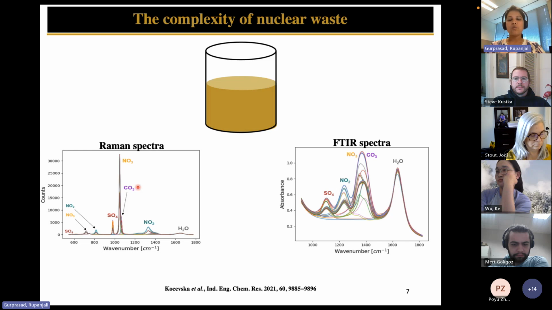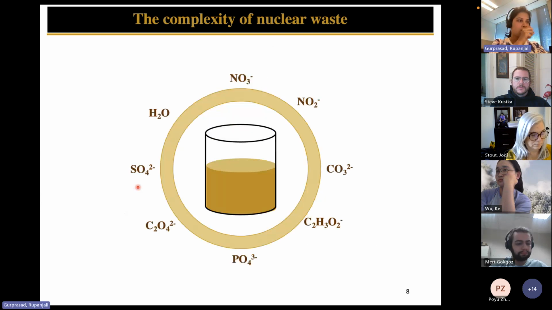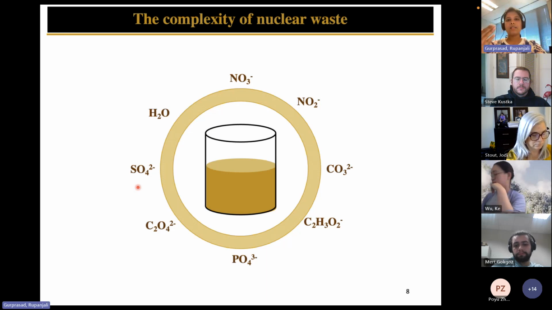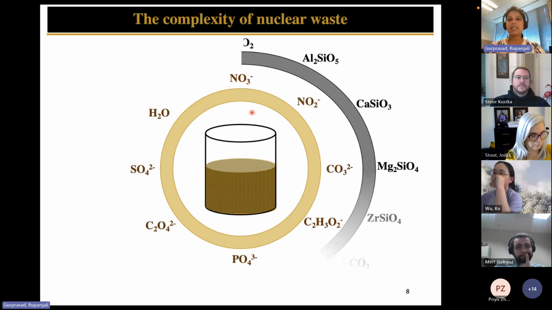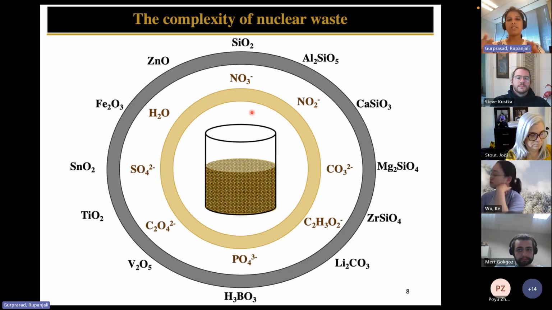But now we are moving from a solution phase to a slurry phase. So now we'll see how the complexity of the waste increases when we add these glass forming chemicals to it. Till now, in the solution phase, let's say we only have 8 species that we are worried about. But the moment the glass forming chemicals get added to the system, you all of a sudden transition from an 8 component to almost a 20 component system. So it gets very complicated.